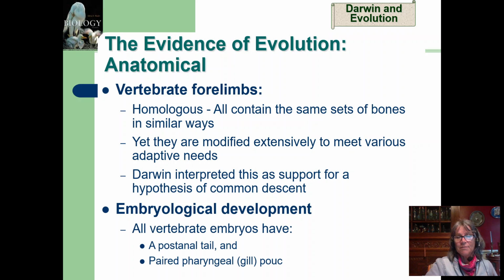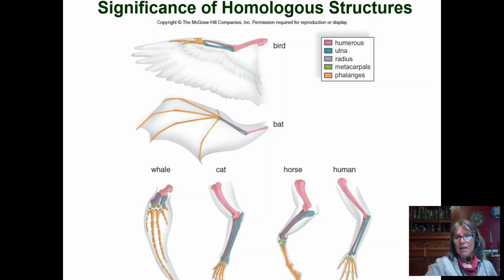For embryological development, we can look at a series of vertebrate embryos. They all have a postanal tail. They all have gill pouches, pharyngeal slits. Those have been internalized into a lung for us. They're external as gills in fish. That tail, as I said, has been reduced. So these similarities let us draw conclusions.